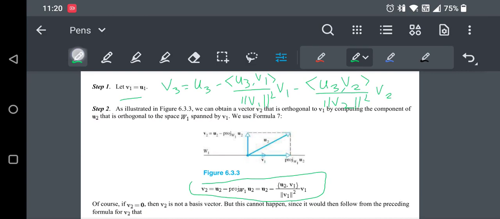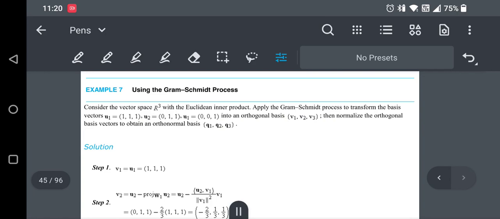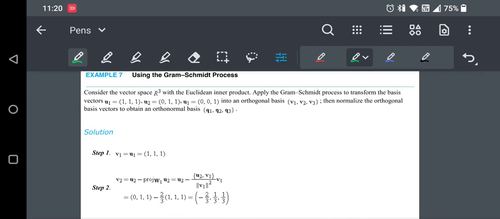Okay, so now let us see a problem under this Gram-Schmidt process. The problem is: consider the vector space R3 with the Euclidean inner product. Apply the Gram-Schmidt process to transform the basis vectors u1, u2, u3 (this is u3 and not u1) into an orthogonal basis, and then normalize it to find an orthonormal basis to obtain q1, q2, q3.